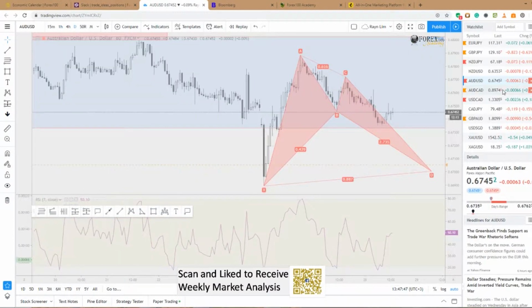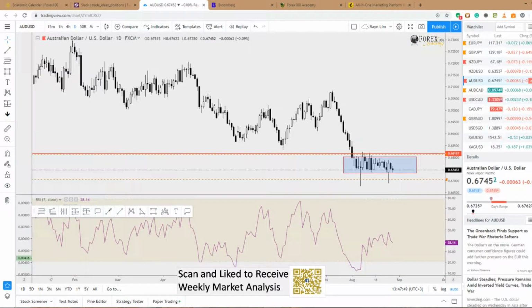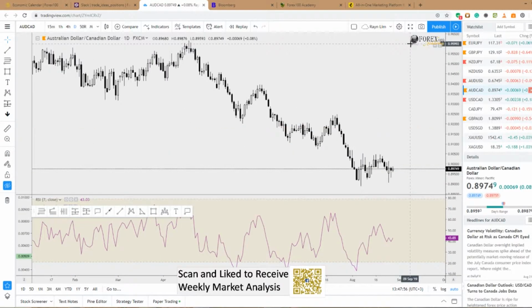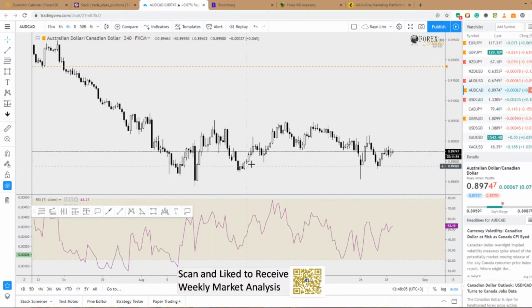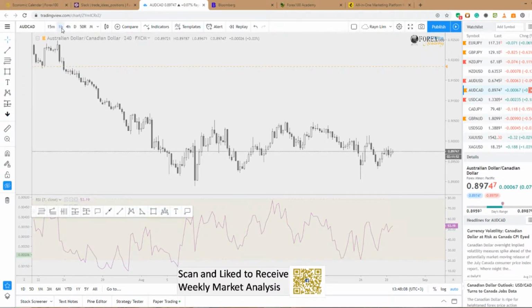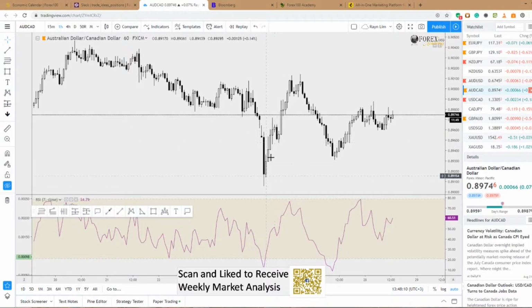Okay, so the next pair, Australia CAD. On the daily chart, Australia Canada, the market came down, went to consolidation, bearish movement, and on the 4-hour another bearish move. Then you have this consolidation again. Consolidation breeds patterns, so look out for patterns on a much lower time frame. Alright, so the 1 hour chart looks like there is a crab pattern forming up, a deep crab pattern.